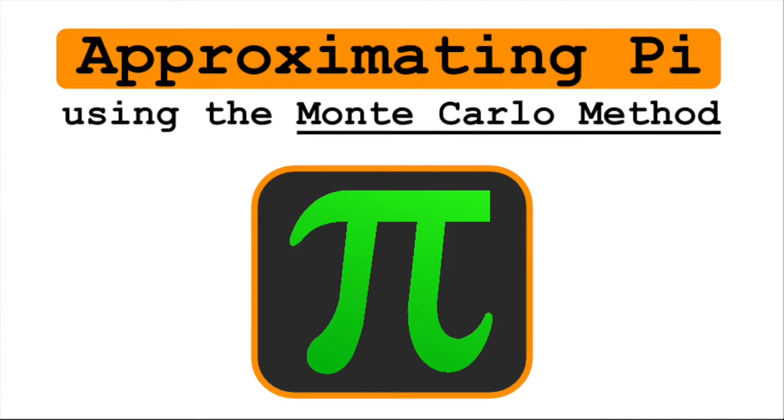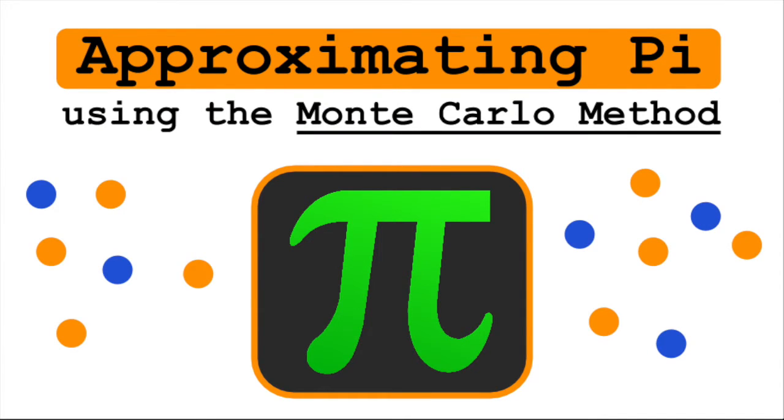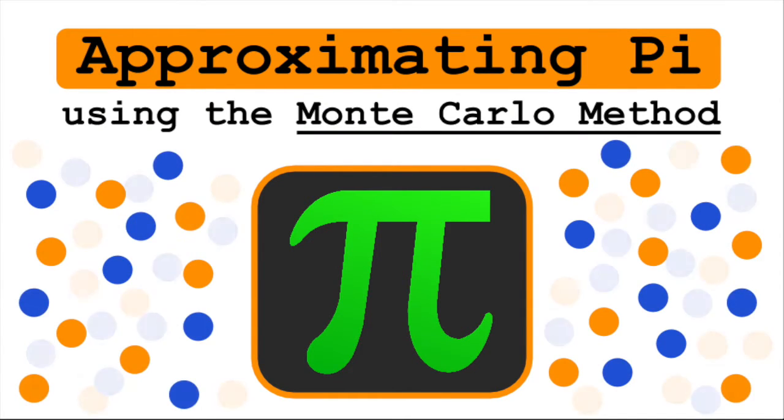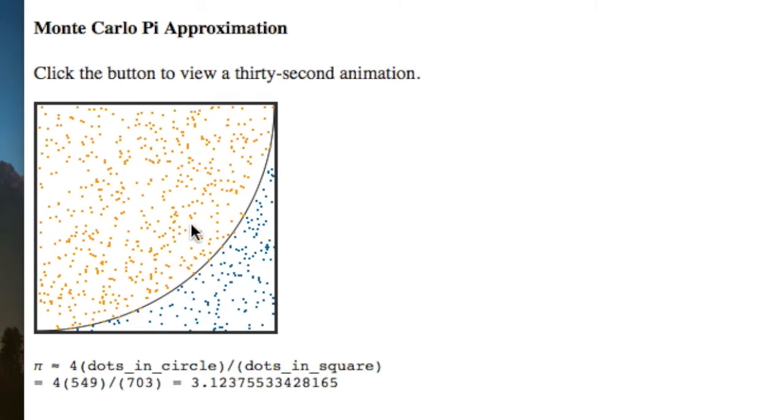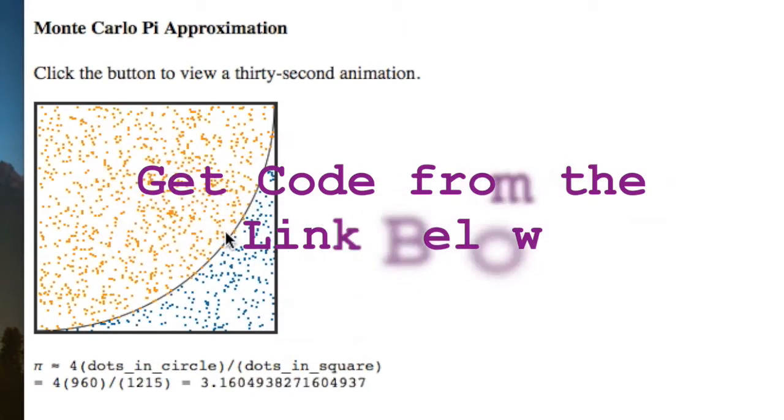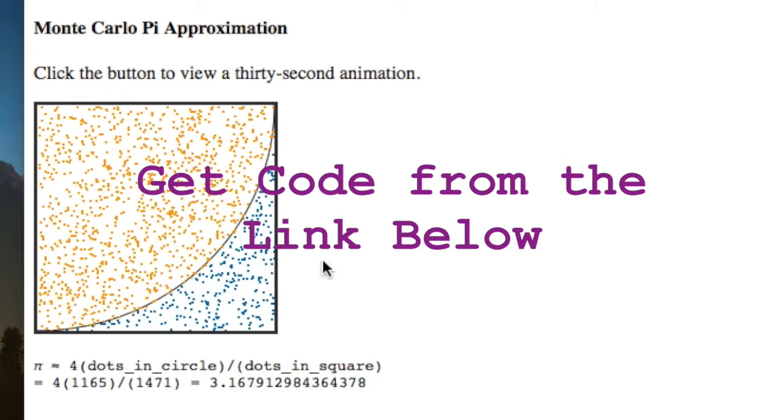In this tutorial, we will learn how to approximate the number pi using the Monte Carlo method. We will build a simple web application using HTML5 and JavaScript. The code for this tutorial is available to copy and paste from the link in the video description.